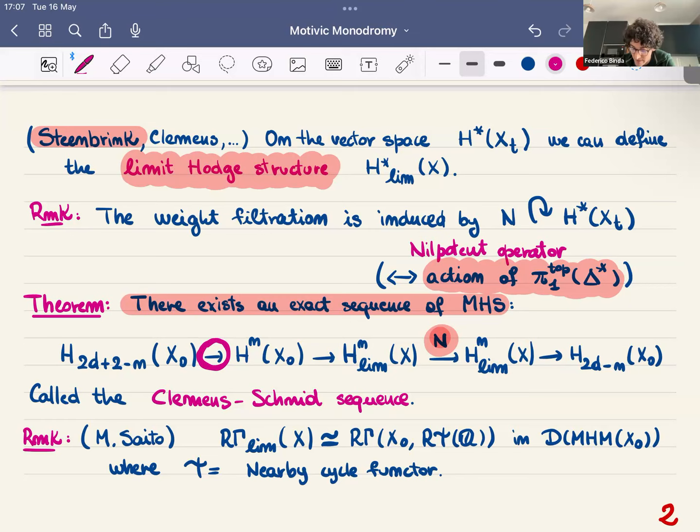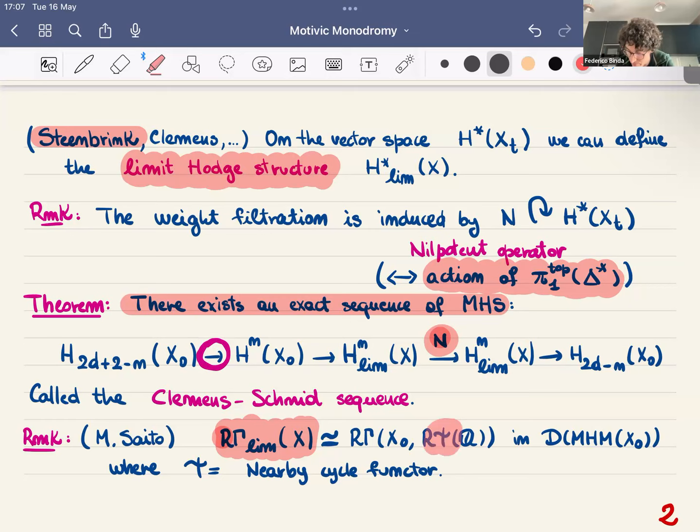And there is another incarnation of this limit Hodge structure, which is due to, I think, Morihiko Saito, in his work on mixed Hodge modules. You can reconstruct this limit Hodge structure, or maybe I should rather say the limit cohomology, as an object in the derived category of mixed Hodge modules, as the cohomology of a specific object, or rather a complex of sheaves, the nearby cycle.